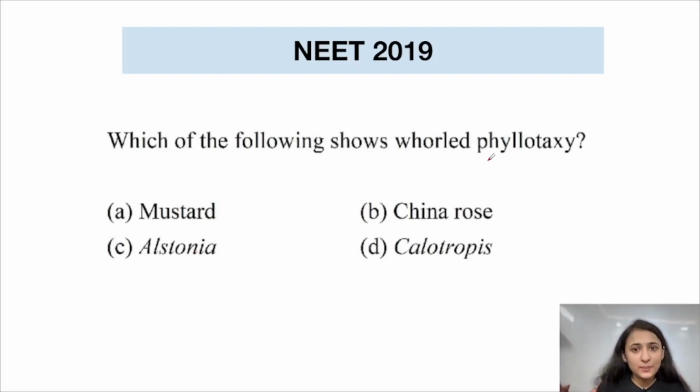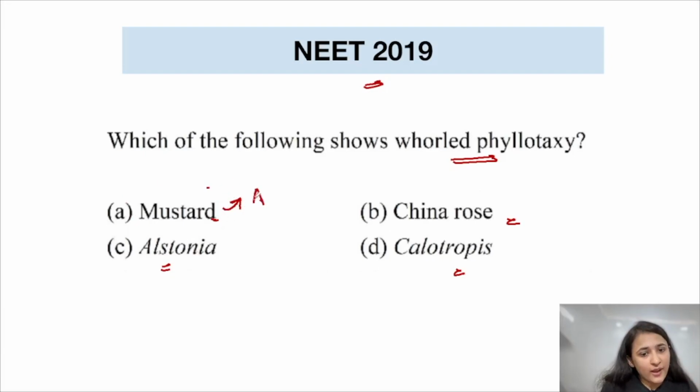Now let's come to the NEET PYQs. So number 1 question is from NEET 2019. Which of the following shows whorled phyllotaxy? Mustard, China rose, Alstonia or Calotropis? Now mustard plant has alternate kind of phyllotaxy, right? For alternate kind of phyllotaxy, we remembered an acronym which was CMS: China rose, mustard, sunflower. So China rose here also has alternate kind of phyllotaxy.